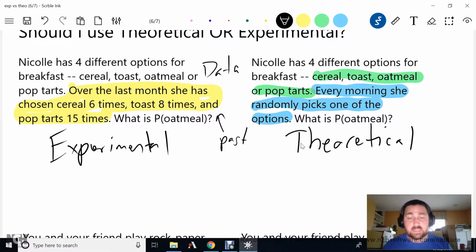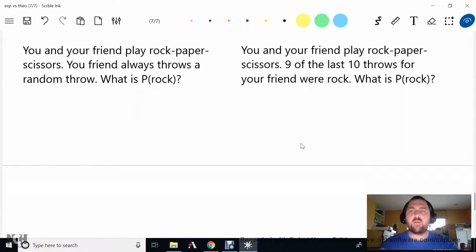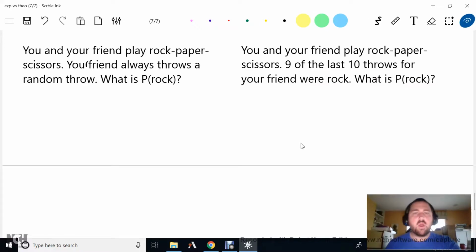Here's another example. Let's read through these, and then you're going to decide whether they're experimental or theoretical. You and your friend play rock, paper, scissors. Your friend always throws a random throw. What is the probability of rock? Here's the other one. You and your friend play rock, paper, scissors. 9 of the last 10 throws for your friend were rock. What is the probability of rock? I'm going to go ahead and just fix the tiny little typo right there. Your friend, okay? What do we think? Which one of these is experimental? Which one is theoretical?